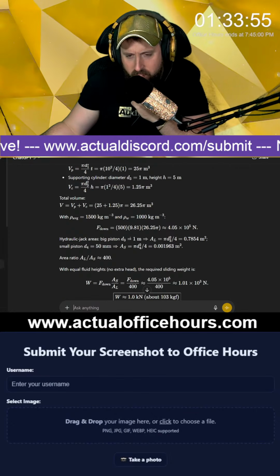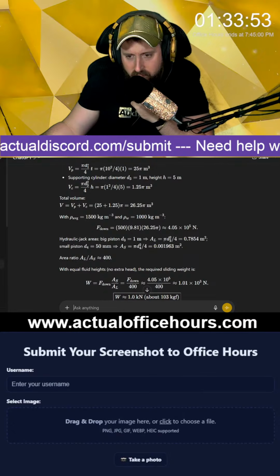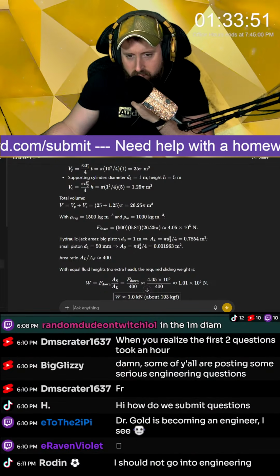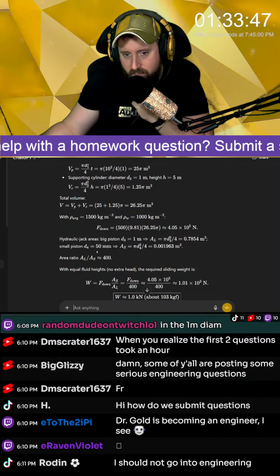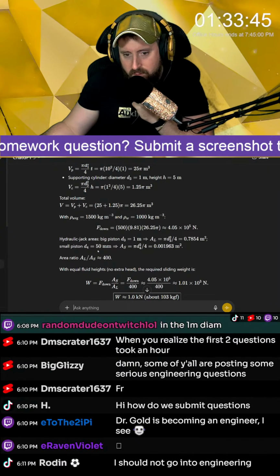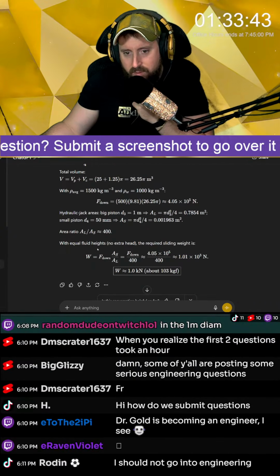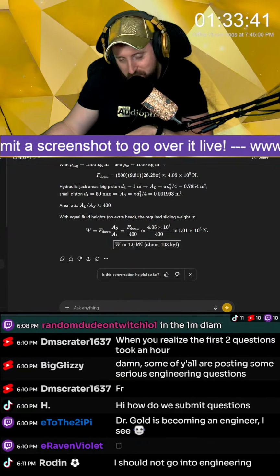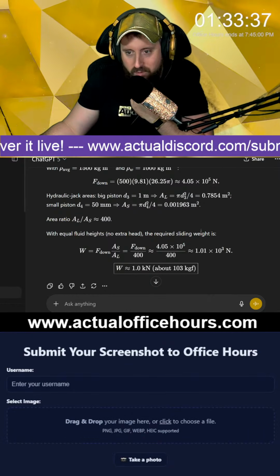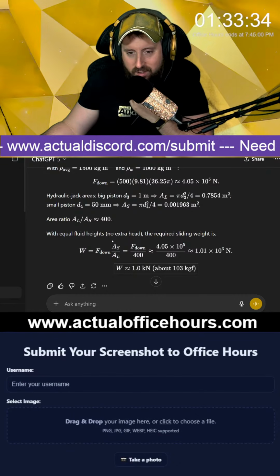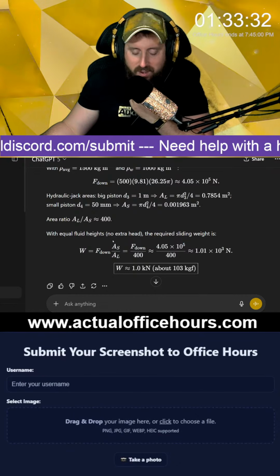Hydraulic jack areas. Big piston. Small. Well, I did this correctly at least. Yeah, area ratio. With equal, see, this is the funny thing about engineering, dude. Engineering uses all these cute little shortcuts. They're like, oh, well, if the fluid heights are equal, then it's just, what is it? Yeah, FA equals FA. Yeah, okay.